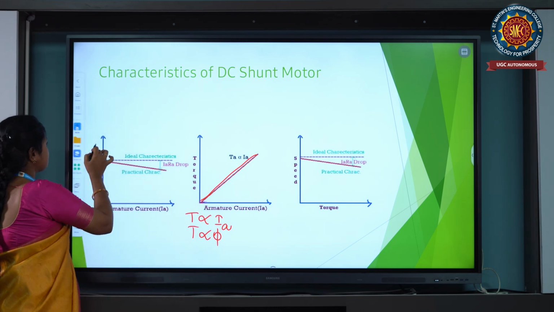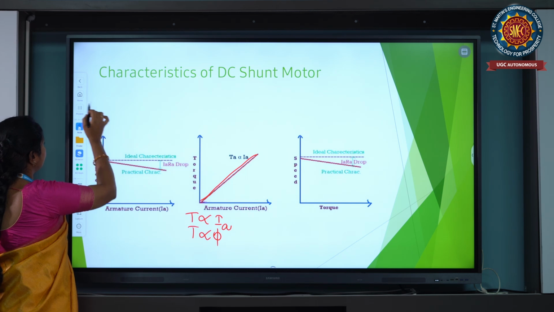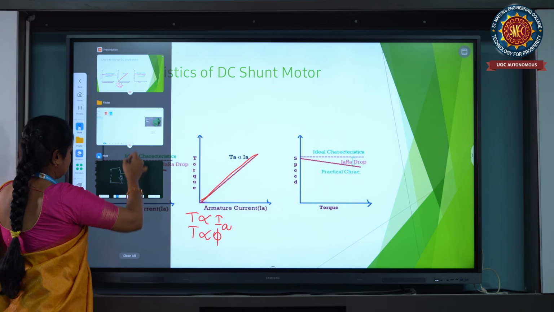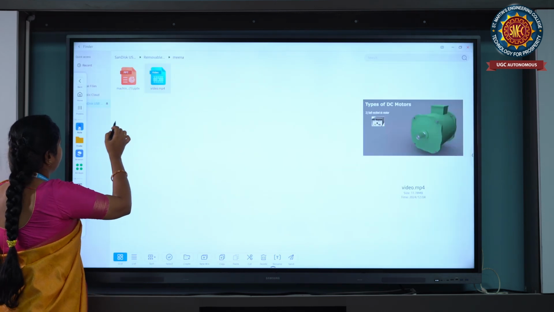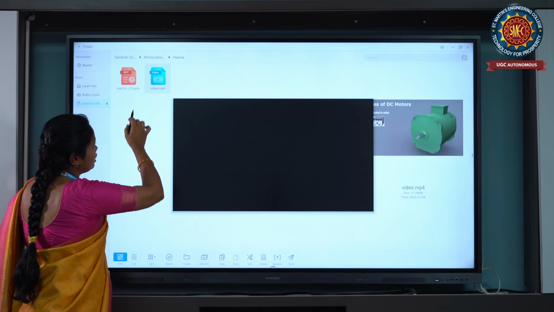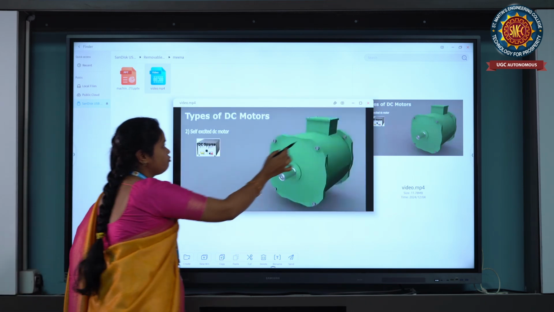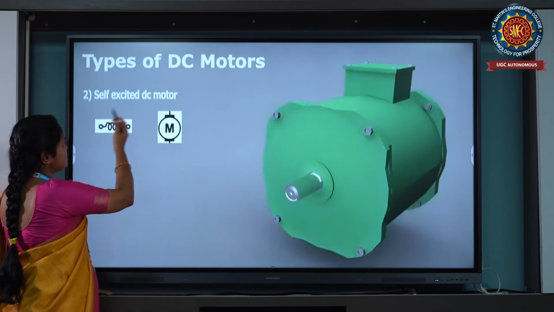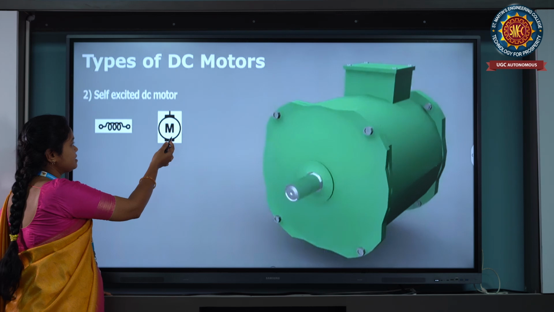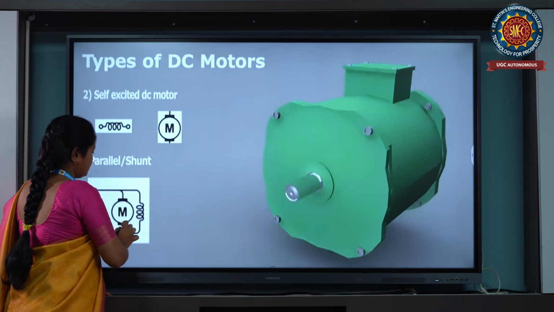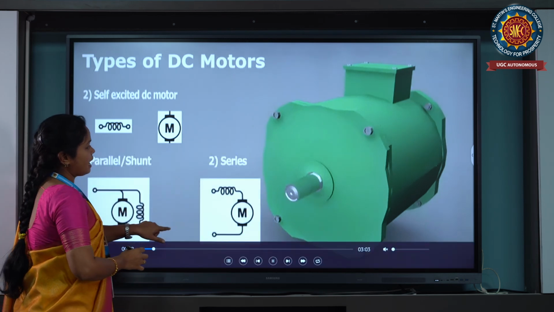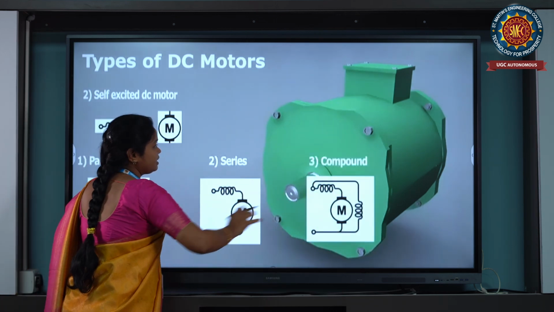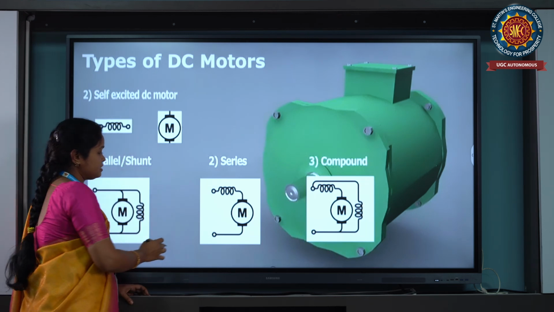So now we'll discuss the video. I will show the video about this topic very clearly. So this is the video about the total picture of the classification of machines. Types of DC machine: this is self-excited, this is the winding, this is the motor. And next this is the shunt field winding, this is the series, and next one is the compound winding. These are the three types of self-excited DC machines.